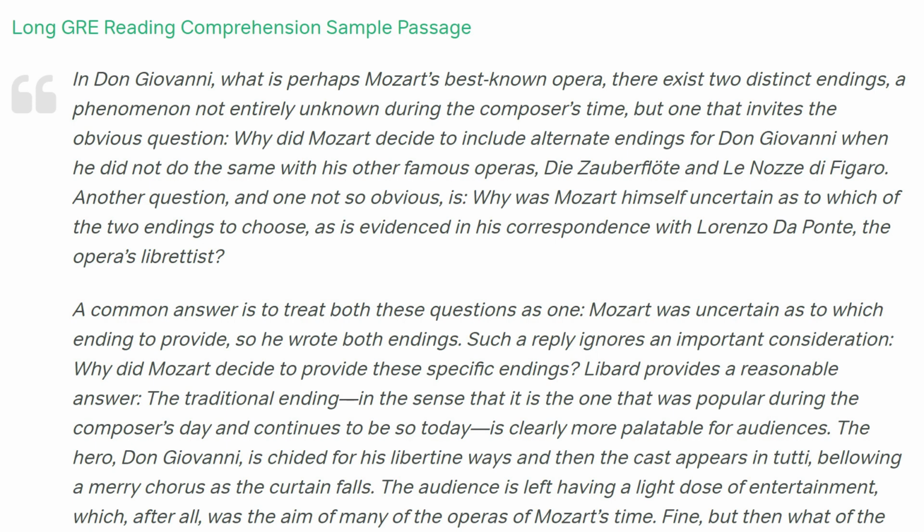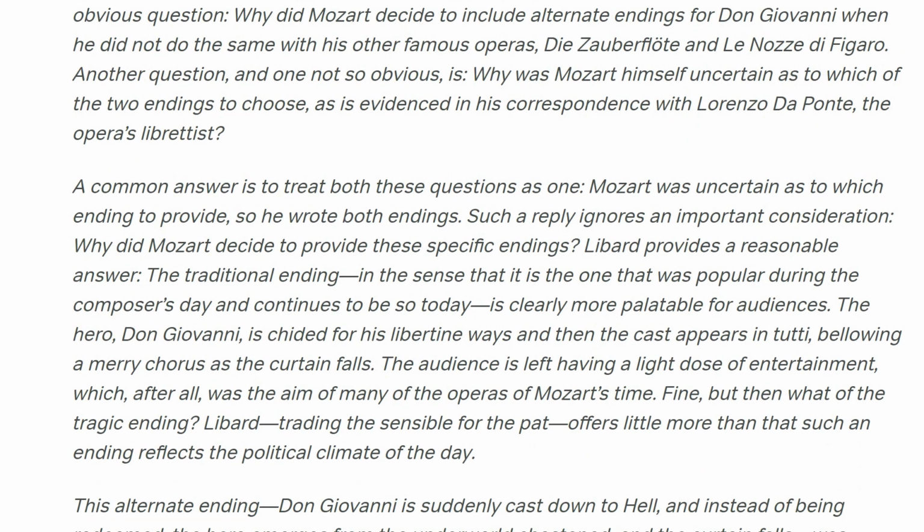Another question, and one not so obvious, is why was Mozart himself uncertain as to which of the 2 endings to choose? He didn't know which ending to choose, as is evident in his corresponding with this dude, the opera's librettist, whatever that is. Okay, so he doesn't even know which ending to choose. What's going on here? This is crazy, right?